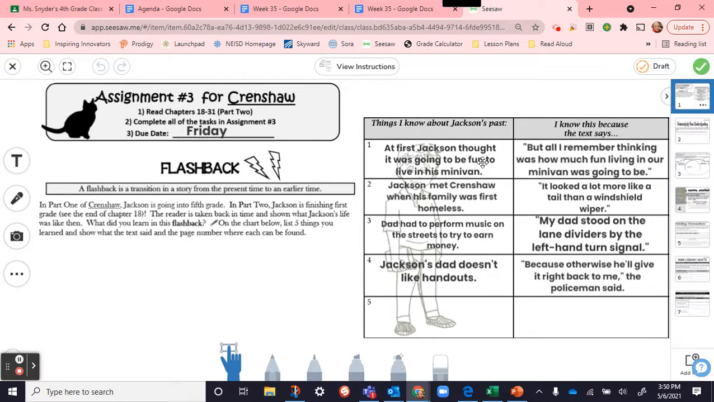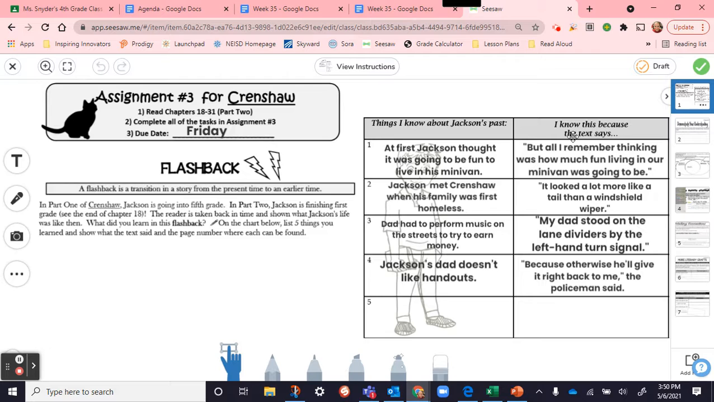All right, so all of part 1. The book is broken into different parts. Part 1 is current present time Jackson. He's going into the 5th grade, and part 2 is a flashback to when he's remembering what it was like the first time he met Crenshaw and the first time when his family was homeless and they had to live in their car. And so the flashback, we learned some things, kind of more about our characters.